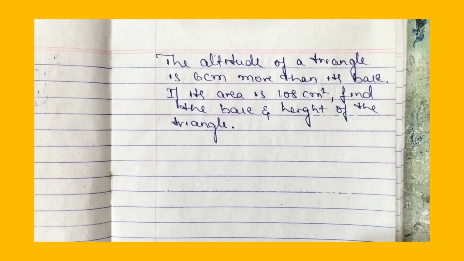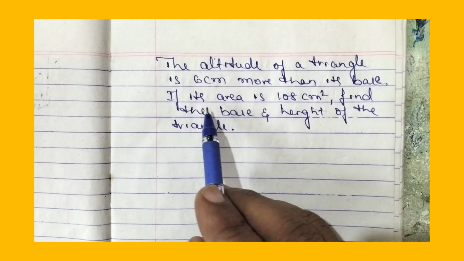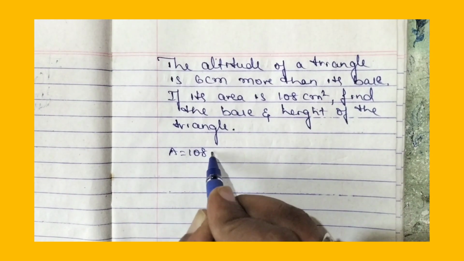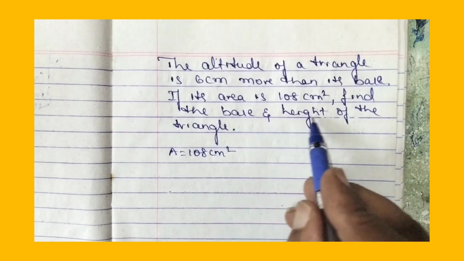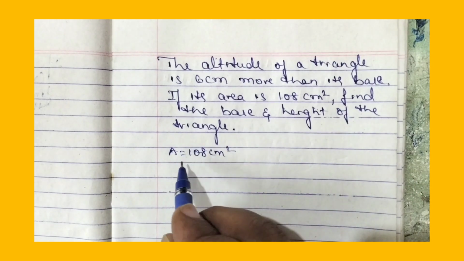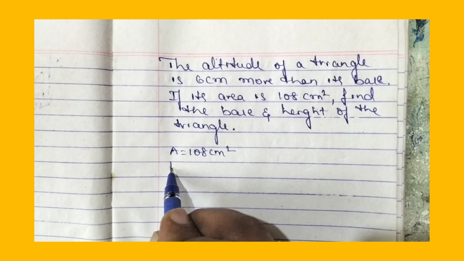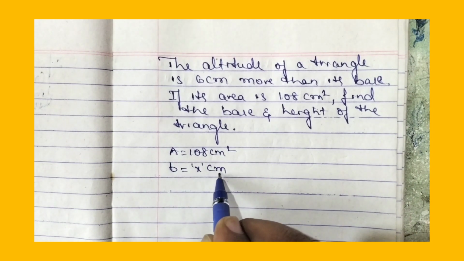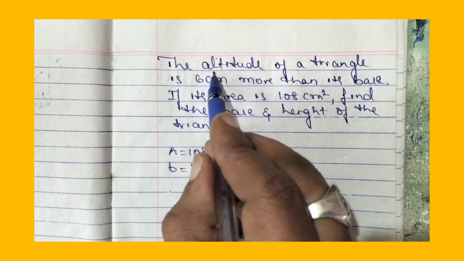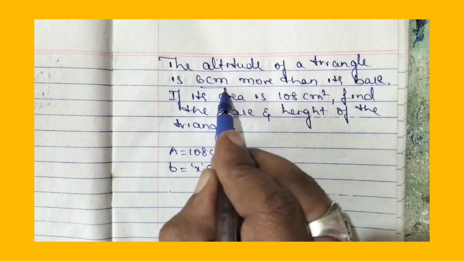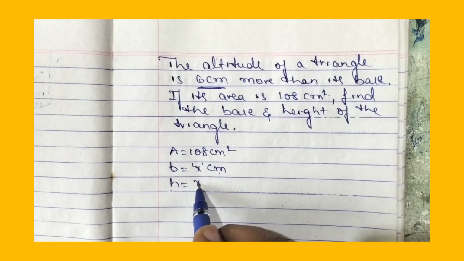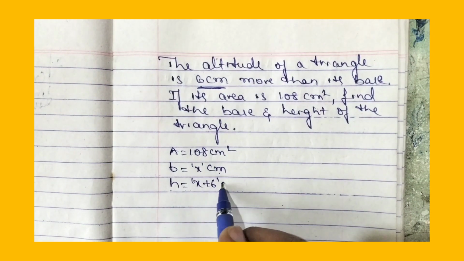The altitude of a triangle is 6 centimeter more than its base. Area is given as 108 centimeter square. Now we have to find the base and the height of the triangle. So area is 108. Let the base be x centimeter. If base is x, then altitude, in the sense height, will be 6 centimeter more than the base. Therefore, height is equal to x plus 6 centimeter.